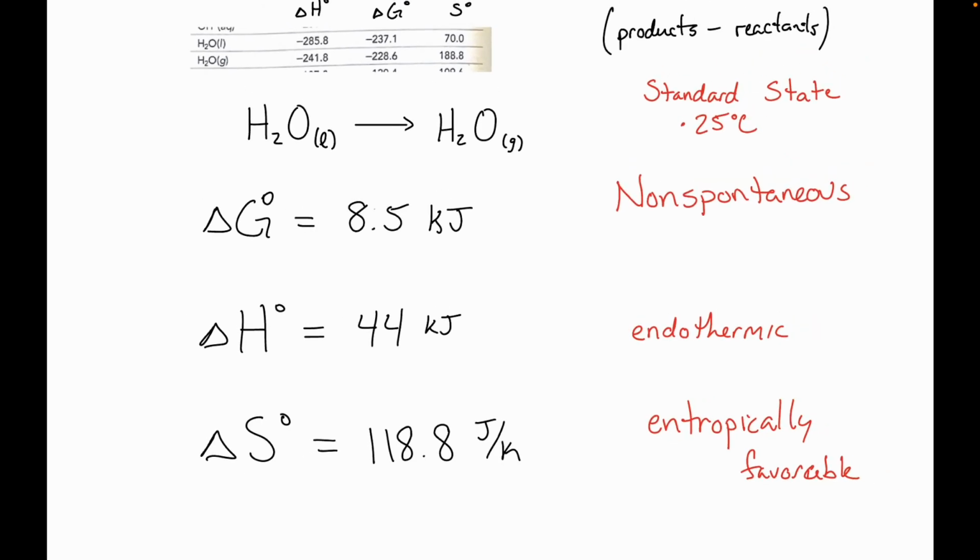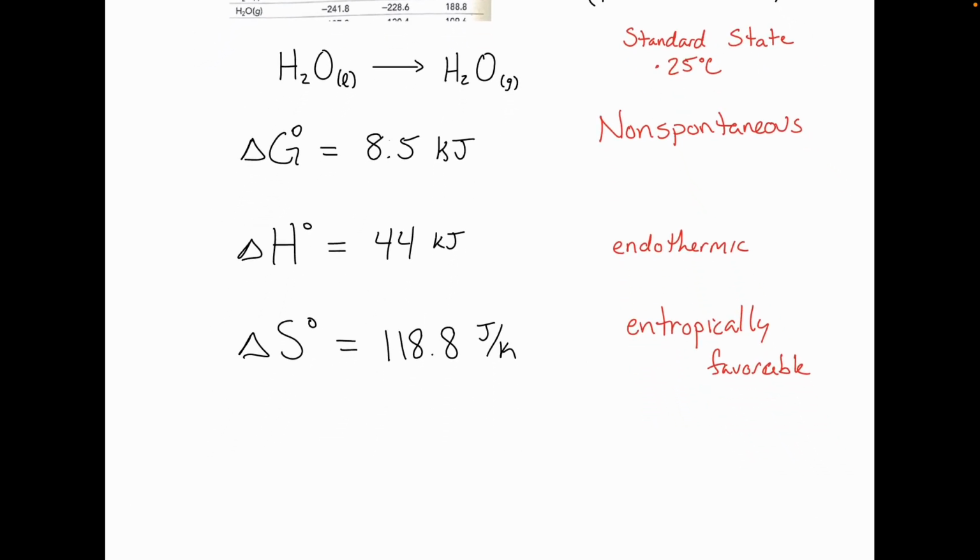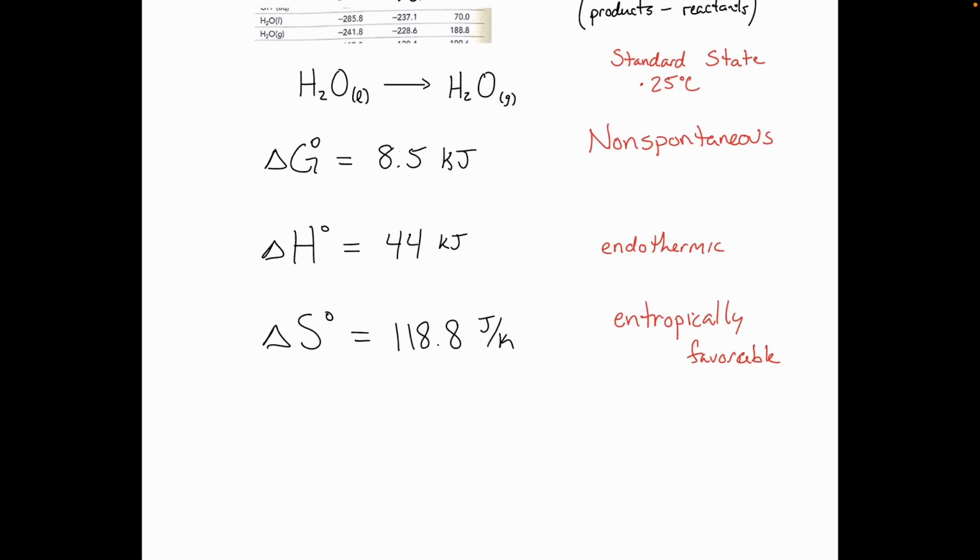So we got these thermodynamic variables for our vaporization of water reaction, the reaction converting liquid water to gaseous water. But it seems like a pretty limited piece of information, because this is only true at 25 degrees Celsius. So great, this helps me out for exactly one temperature. What if I change the temperature to anything else? Remember we have this equation that we worked toward at the beginning of this chapter: delta G equals delta H minus T delta S.